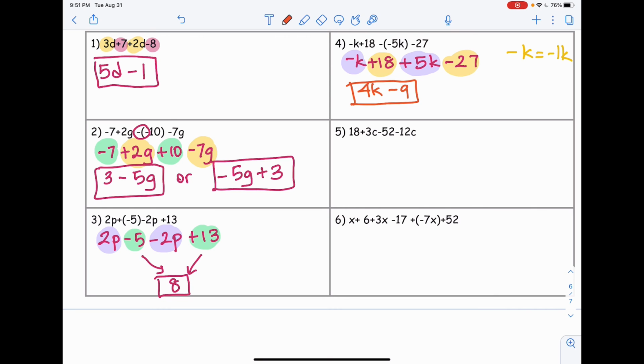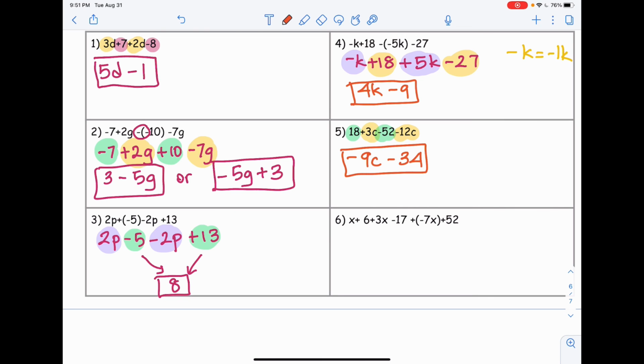Okay? And next question, we have 3c, and then we have negative 12c. Also, we have 18, and then we have negative 52. So let's combine the c's. 3c plus negative 12c will give you negative 9c. And then 18 plus negative 52 will give you negative 34, sorry. We're just following the rules for integers, addition of integers.